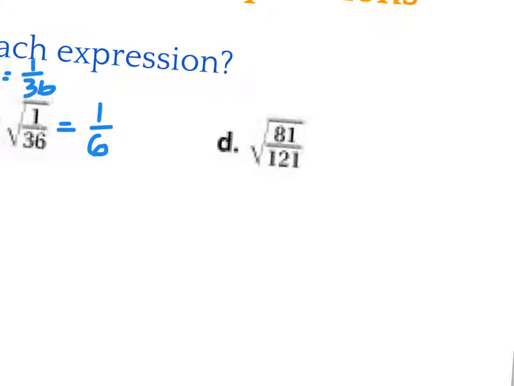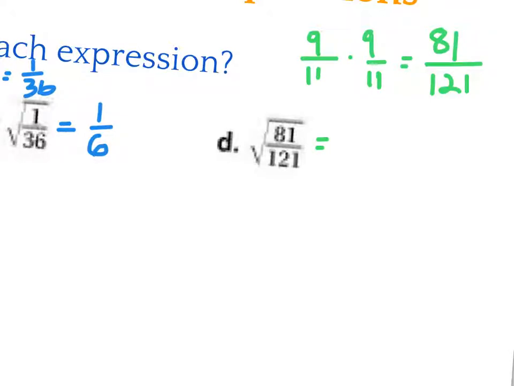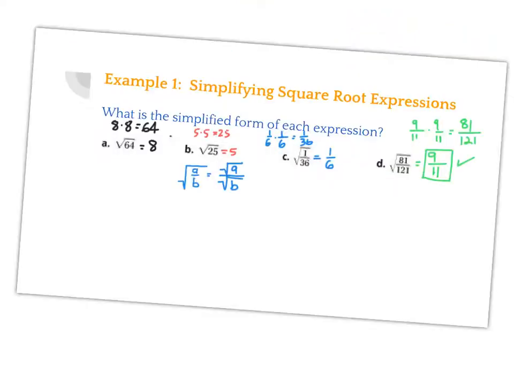The next case is similar. The square root of 81 over 121. Well, I know that 9 over 11 times 9 over 11 equals 81 over 121. Therefore, the square root of 81 over 121 is 9/11. Forgot the box and the check. And just looking at all of that at once, there we are.